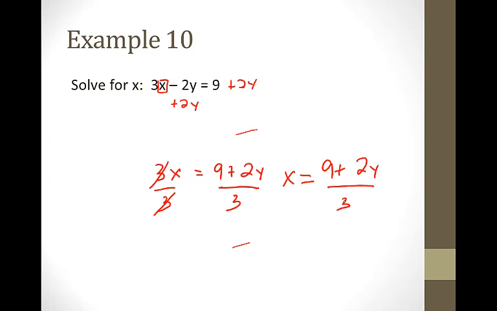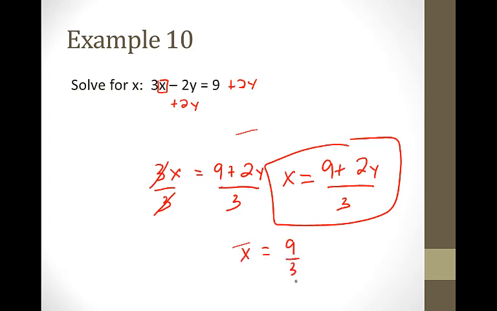Now there's another way we can write this one, is that I can divide 3 into both of these terms here. So I can say x equals 9 thirds plus 2 thirds y, and I can simplify that 9 thirds. It's 3 plus 2 thirds y. So both of these are certainly acceptable answers.